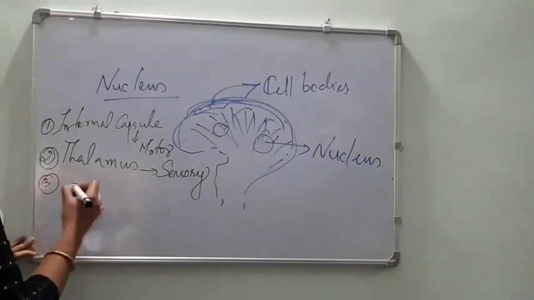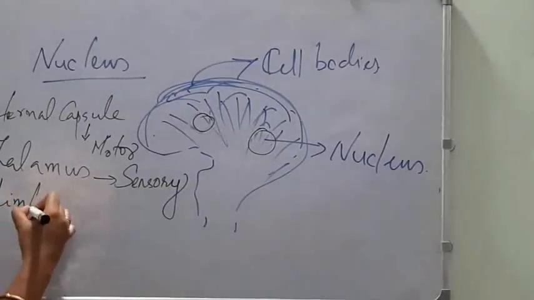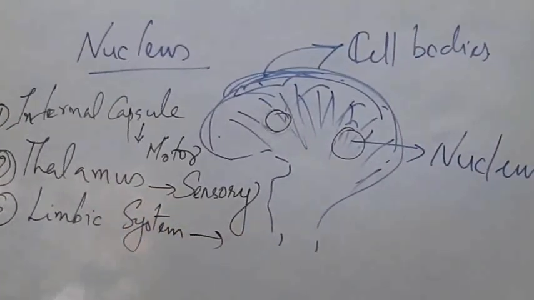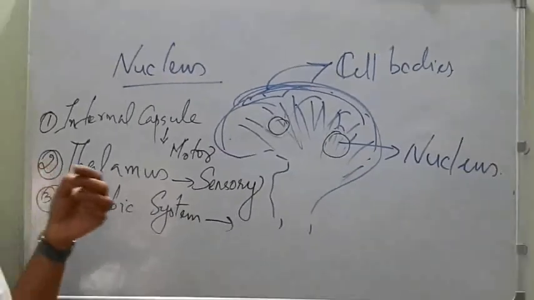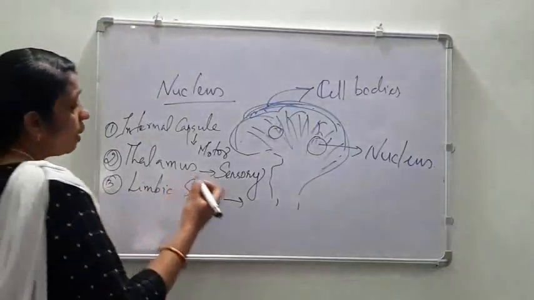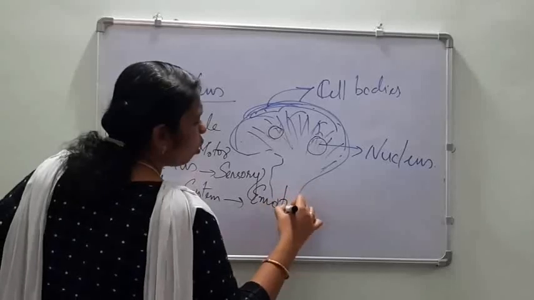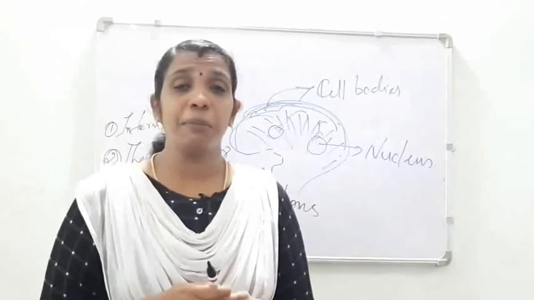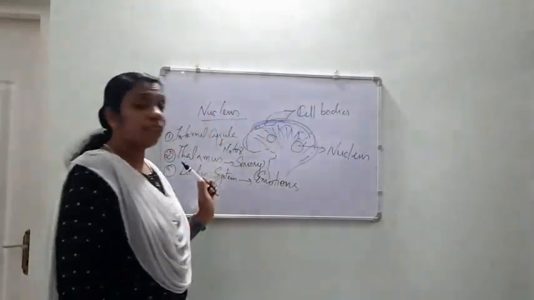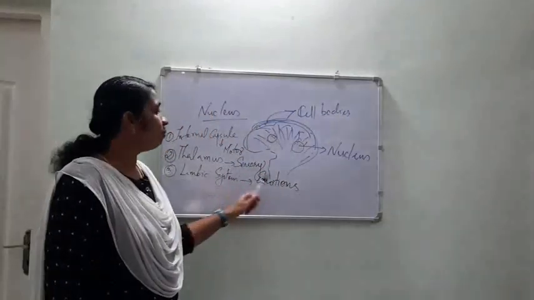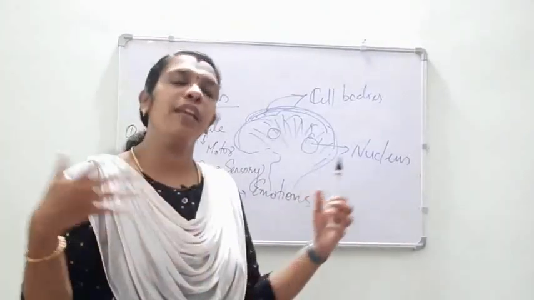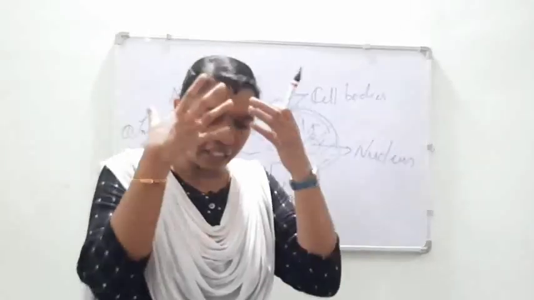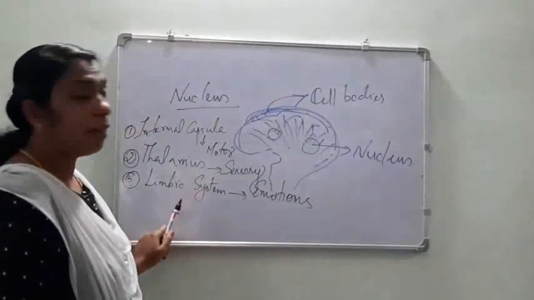Third is limbic system. Limbic system, that is amygdala, hippocampus, etc. This limbic system is concerned with emotions. So those who have a very active limbic system, they will be always crying. Not only crying, they will be very much happy. For the slightest things, they will get so much excited. For slightest sadness, they will be crying like anything. So that is limbic system.